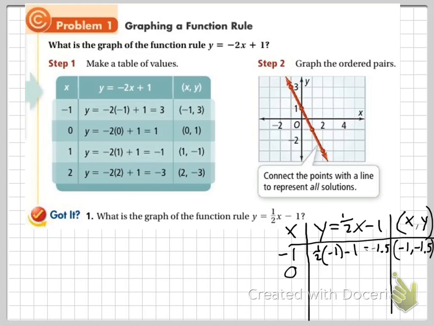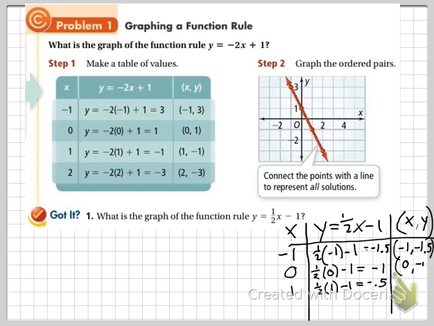And then I'll plug in 0. So 1/2 times 0 minus 1. 1/2 times 0 is just 0, so this is just -1. And then I'll plug in 1. 1/2 times 1 minus 1. Well, 1/2 times 1 is 1/2. Minus 1 is going to be -1/2 or -0.5.